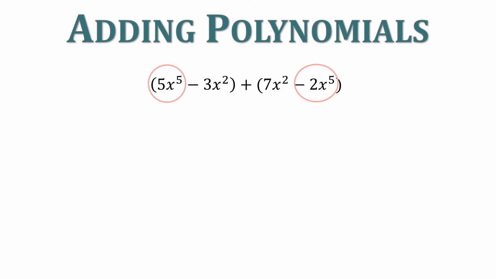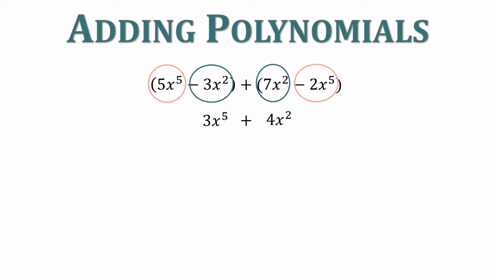So I have 5x to the 5th minus 2x to the 5th. 5x to the 5th plus a negative 2x to the 5th is equivalent to saying 5 minus 2, which is 3x to the 5th. Then I'm going to bring down the plus because it's adding. Then I see negative 3x squared and 7x squared. So negative 3x squared plus 7x squared is going to be 4x squared.